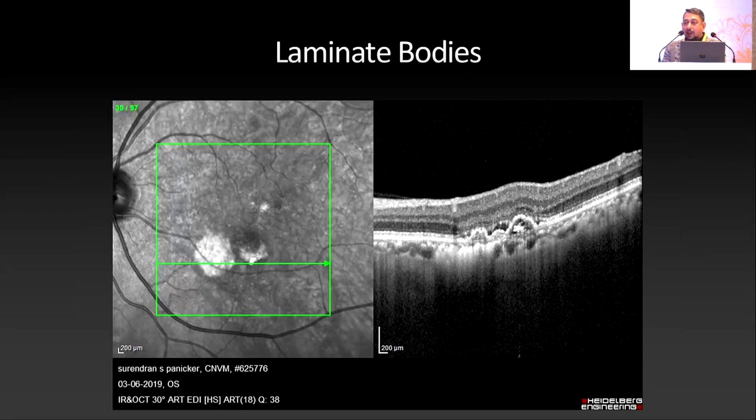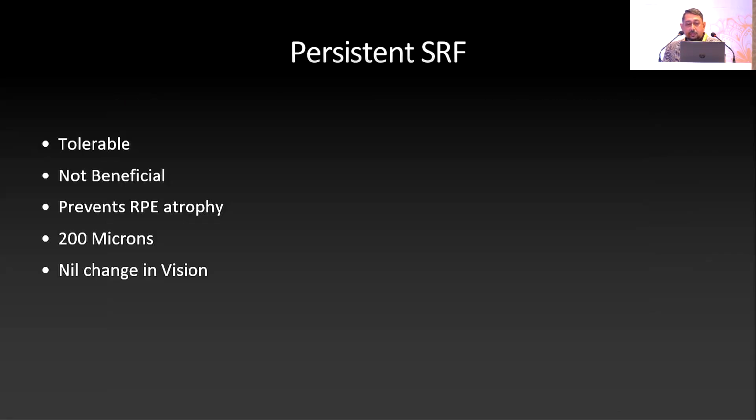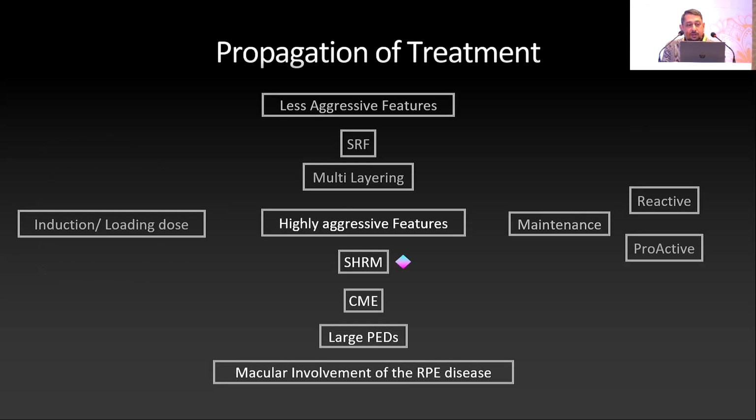And these are the presence of laminate bodies under the PEDs, which again show a more subtle or long-standing, comparatively stable disease. Again, we are in the era where we are thinking of tolerating SRF, and so SRF is now a more benign or better prognostic feature as compared to intraretinal fluid.